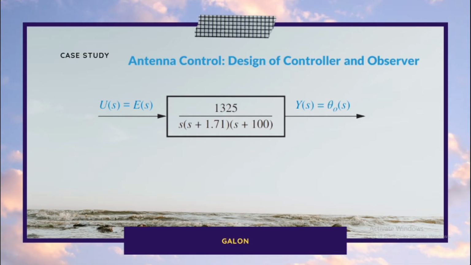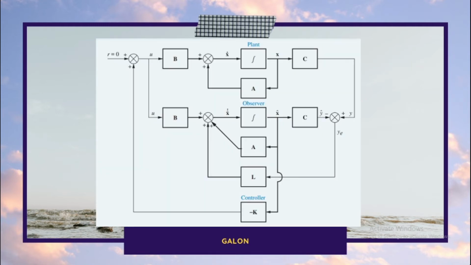In the case study, antenna control, design of controller and observer, we come out with a simplified forward transfer function with K equals 200 as shown. This is the conceptual state space configuration showing plant, observer, and controller.